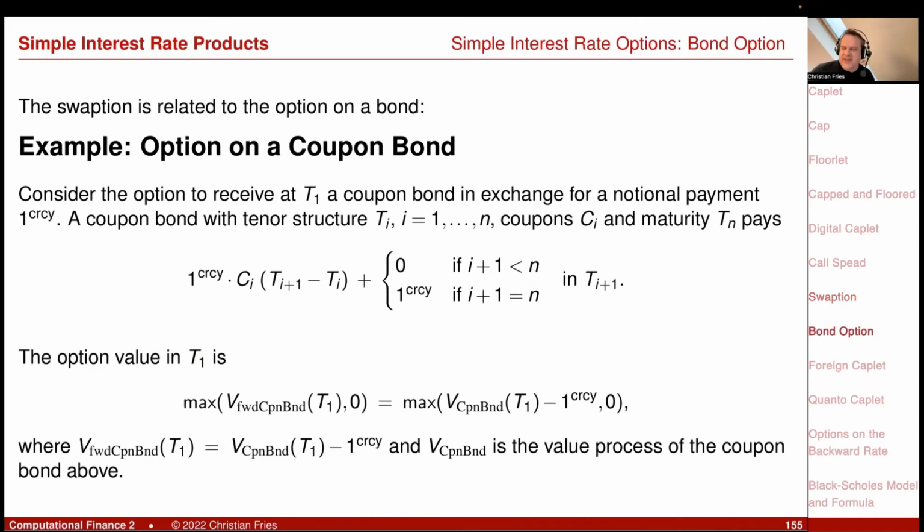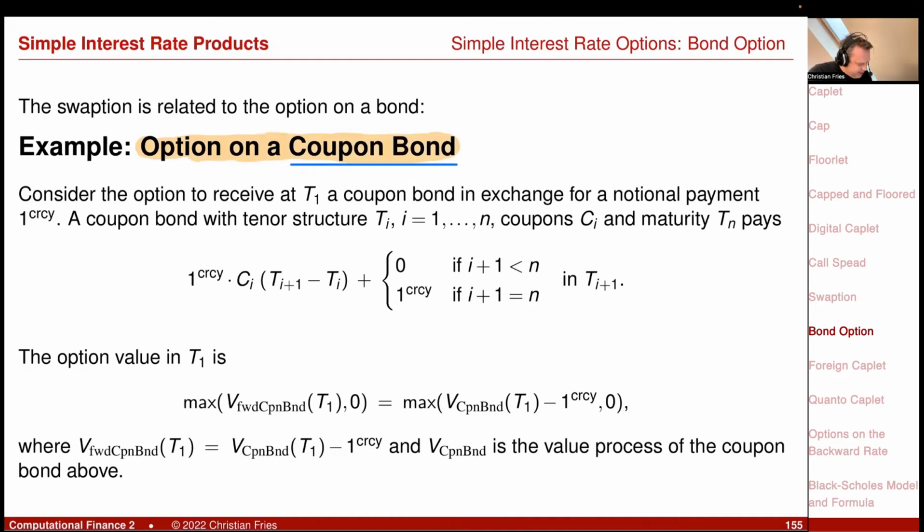The swaption is an important financial product. I already mentioned this, and the reason why this is the case is maybe related to this little example here, the option on a coupon bond. So it looks as if I now study or define yet another financial product, the option on a coupon bond. Yeah, so what does this mean? Okay, coupon bond, maybe just to recall, I receive a fixed coupon.